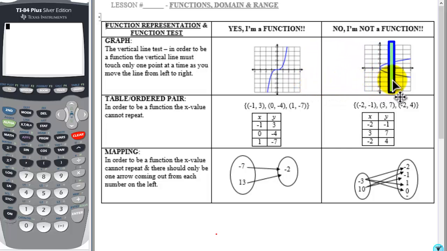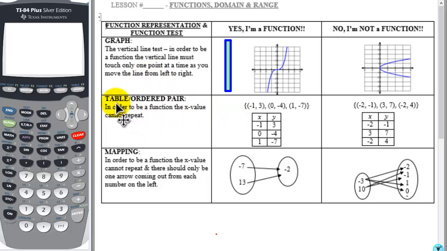Contrast that with the next graph. As you can see, I'm touching 2 points at the same time right here, so this is an indicator that this is not a function. So remember, vertical line test: in order to be a function, the vertical line must touch only one point at a time as you move the line from left to right.